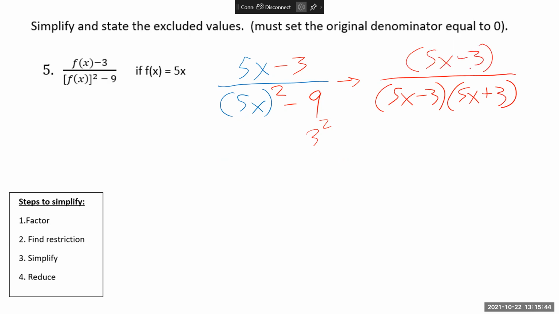So literally, we're factoring the top and the bottom as much as we can, and then we're looking for those identical twins. But first, once it's factored, before we simplify, find the excluded values. So I have two factors on the bottom. I'm going to set each of them equal to 0. 5x minus 3 equals 0. I can add 3 to both sides.